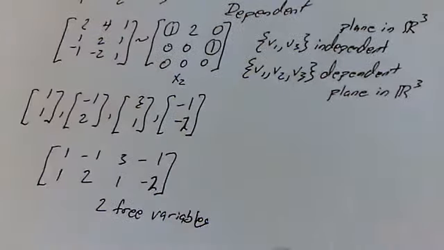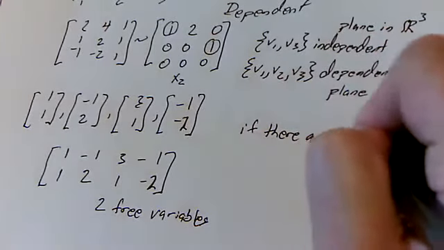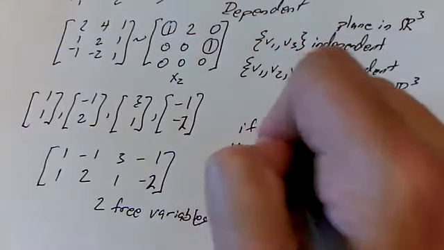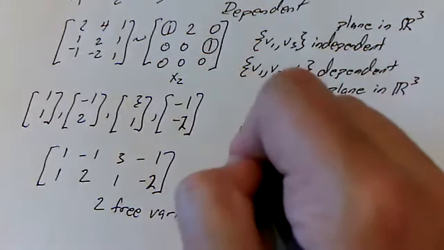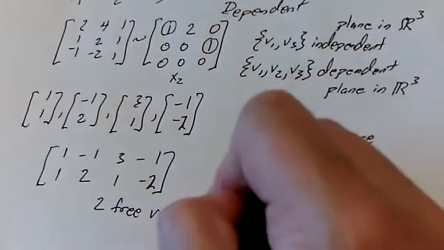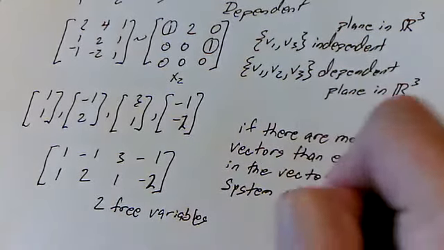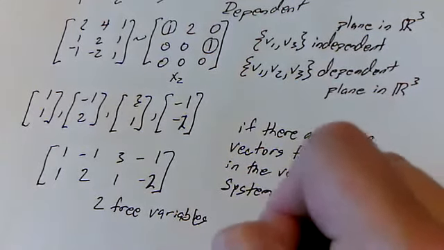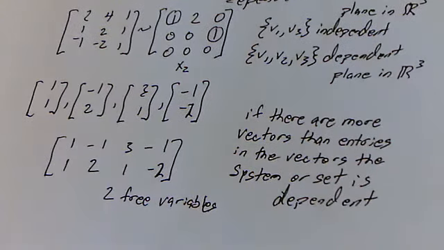So if there are more vectors than entries in the vectors, the set is dependent. You must have a dependence relation, I should say, not ratio, if you have too many vectors. Now that only works in one direction.